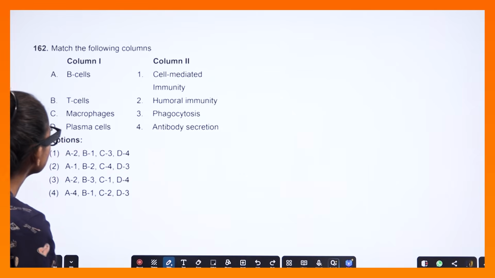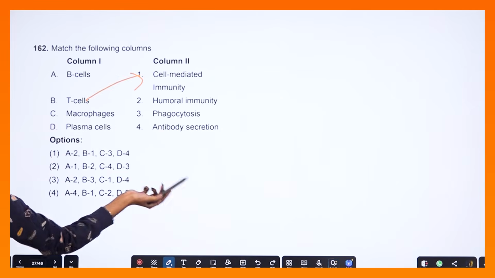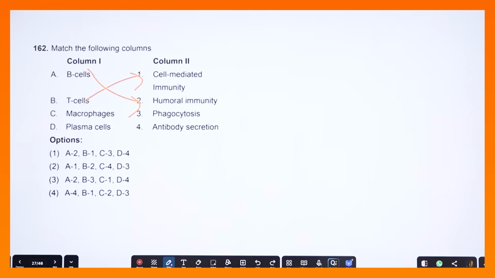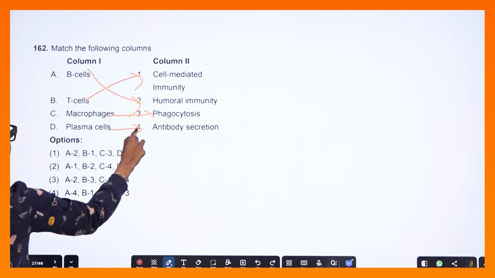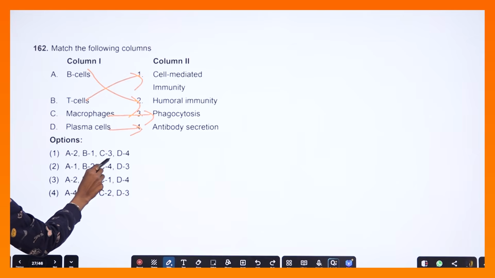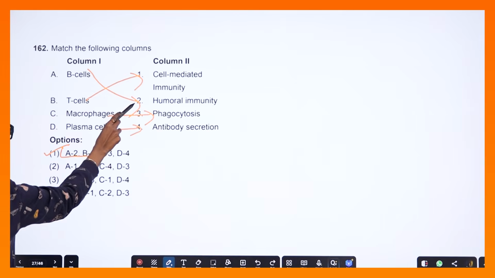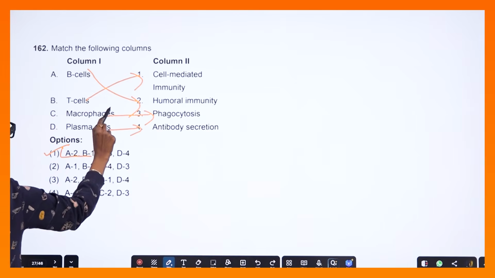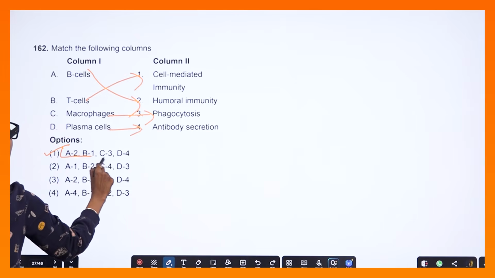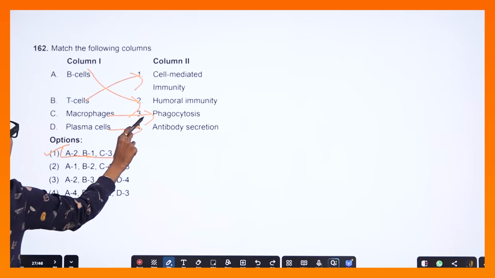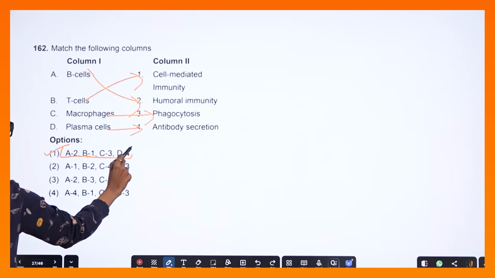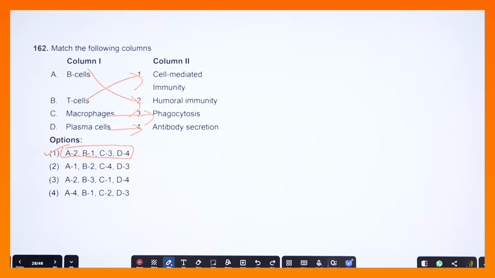This is easy. I'm not doing it. T cells, cell mediated. B cells, humoral. Okay. And then you have plasma cells, antibody secretion, macrophages, phagocytosis. So D4, B1, A2. A2, B1, C3, plasma cell antibody, D4, option 1.